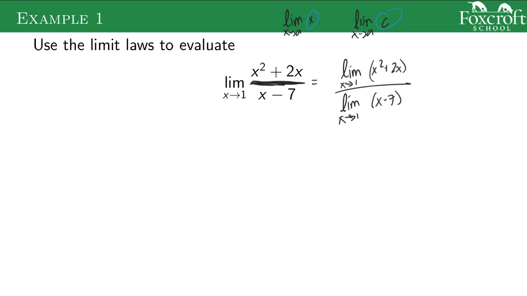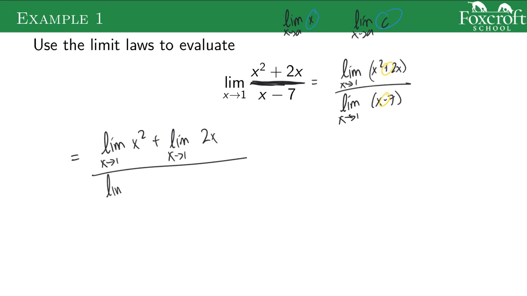The next thing I see in each of these limits is we have a plus or a minus sign. And we saw that we can break up these into multiple limits. So on the top, it's going to break up into two limits. We have the x squared part, and then we're going to add the 2x part. And on the bottom, we're going to have the x part, and we're going to subtract the 7 part. Again, it gets a little tedious writing this. We're not going to do this for very long, but you should write this limit every single time. The limit is x approaches 1 because that's the one that we started with.